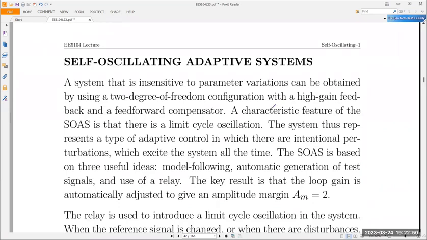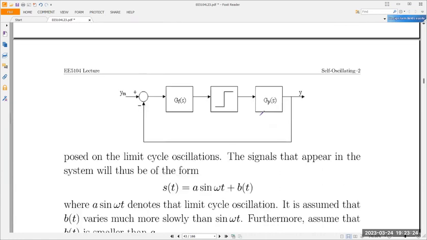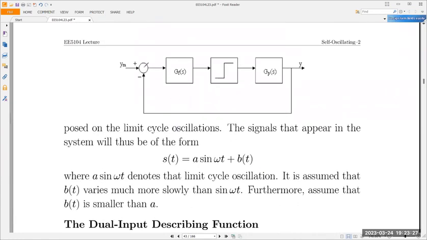Self-oscillating adaptive systems. Okay. All right, so far when I teach you the relay, we always talk about a sine wave. So when we look at the loop, we always say, okay, you have a sine wave, sustained oscillation going through. Now we'll consider, instead of just a sine wave, you have one more low frequency signal going through. So now, the signal that is going through this control loop is, in the past, we only analyzed you have a sine wave.